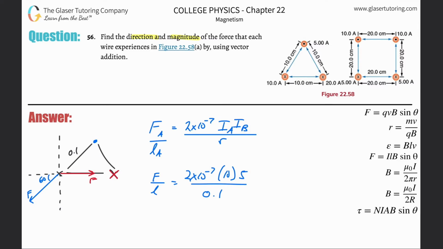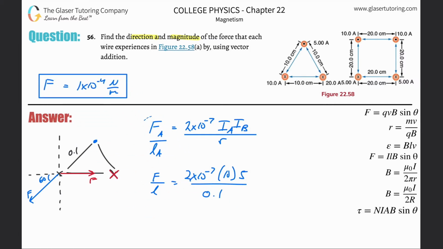So 2 times 10 to the minus 7th multiplied by 10 times 5 divided by 0.1. And this is 1 times 10 to the minus 4. I'm just going to call this F. Just remember it's newtons per meter. I might even forget that, but please forgive me. So this is 1 times 10 to the minus 4th newtons per meter. Okay? And that's for the blue one.